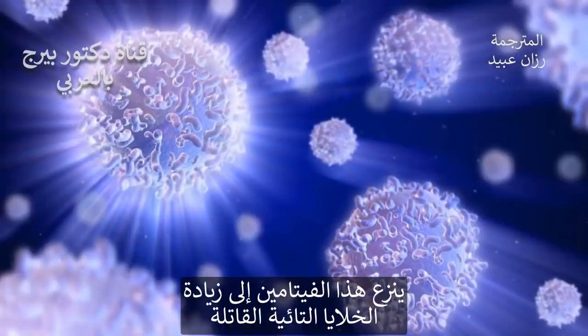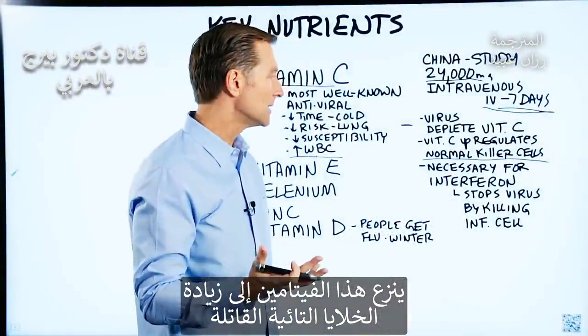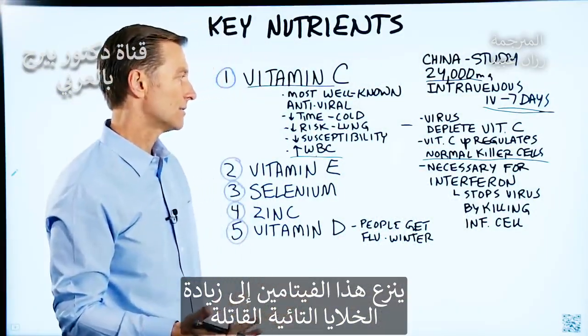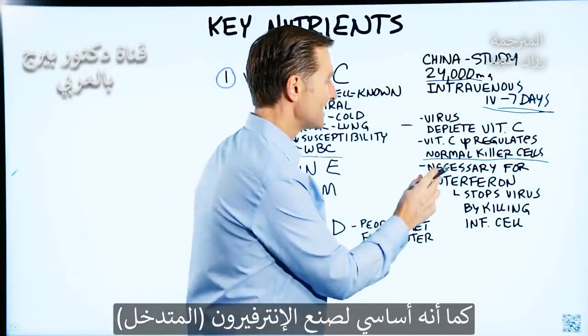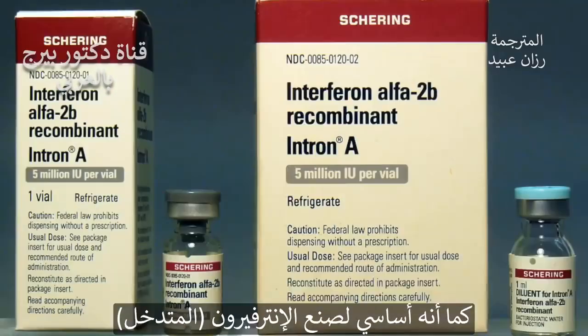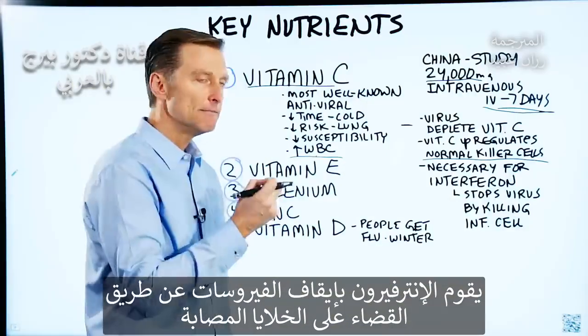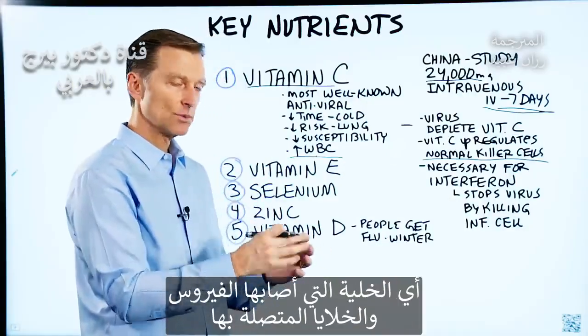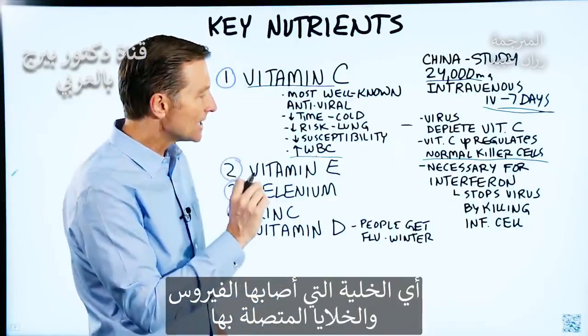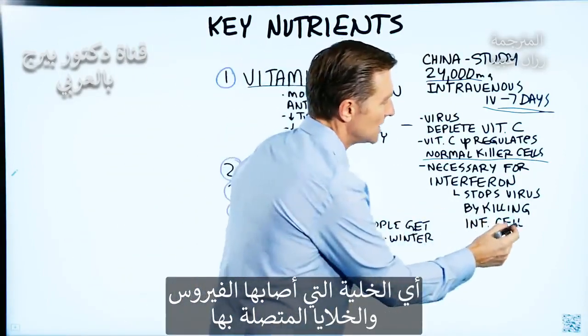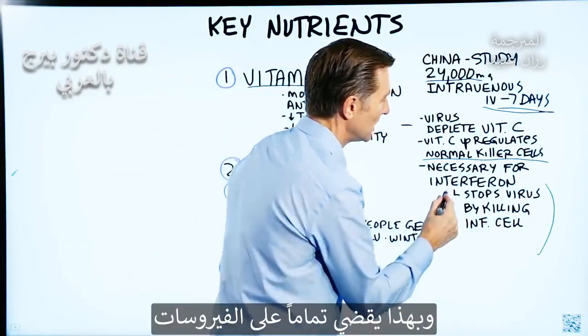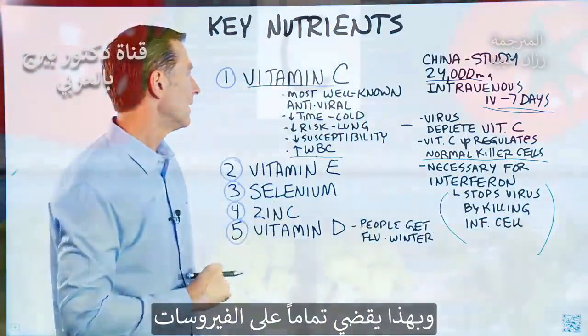Vitamin C has the tendency to upregulate normal T killer cells. Vitamin C is also necessary to make interferon. And interferon stops viruses by killing the infected cell, so the cell that's been infected with the virus and its closely associated neighbors. So it really will help wipe out viruses.